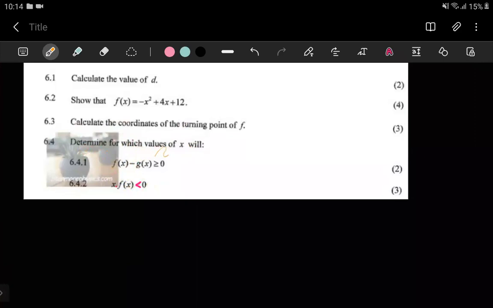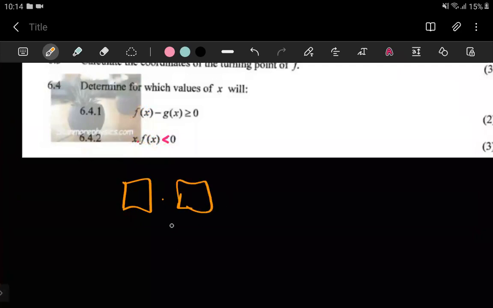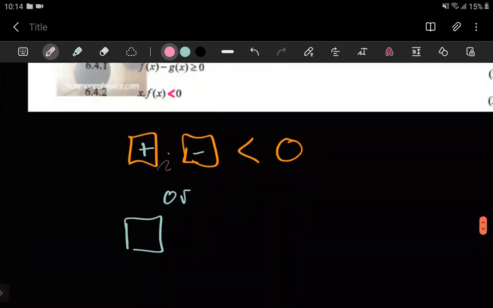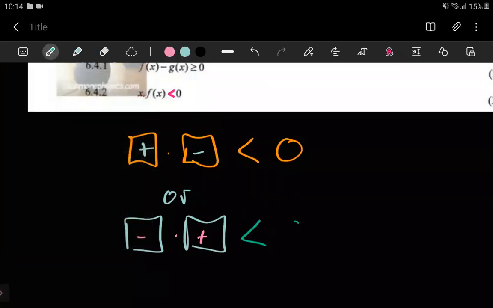Determine for which values of x this expression will be smaller than 0. The way you understand this is it's two things being multiplied together, thing number 1 and thing number 2. The question is, where will these two give you a number that is smaller than 0? The only way this will be smaller than 0 is if this is a plus while this is a minus, or if this is a minus while this is a plus. That's the only logic that will give us an answer that is smaller than 0.